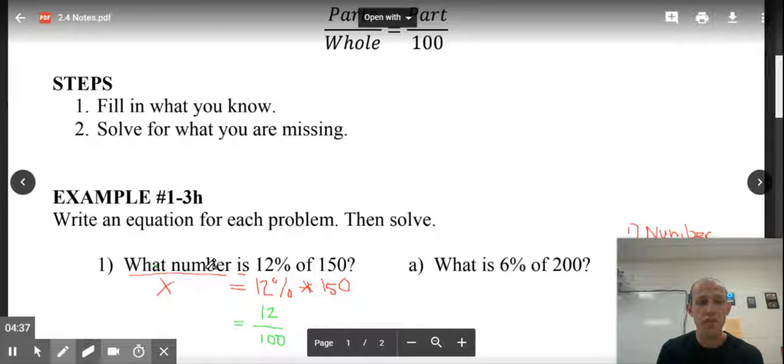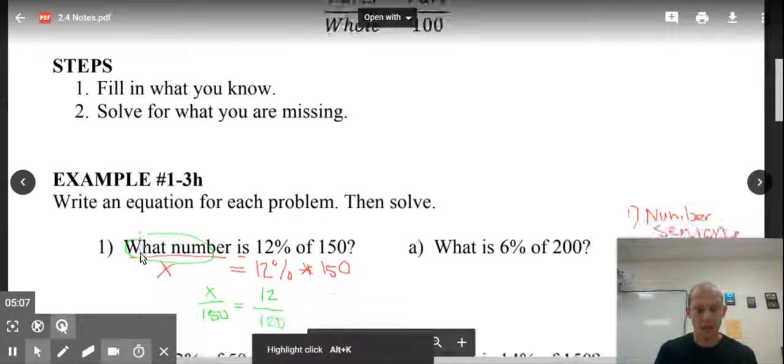Then we're looking for what number is 12% of 150. Ask yourself, is this number the part, or is this number the whole? If we're looking for 12% of something, this something is the whole thing. So this is 150. This would be our mystery number. The what number is our mystery number. And now, since we know how to use the cross multiply and divide method, that's what we can do.